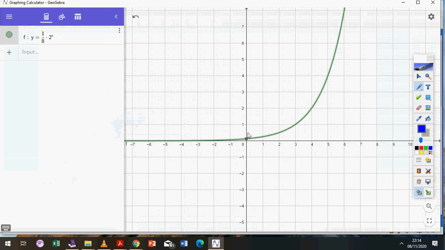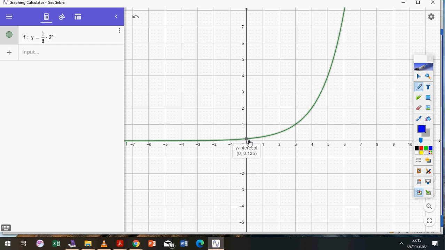And just to remind you that the value of a is always going to be the y-intercept. I hope you can see that the value of a, which is 1 out of 8, which is the same thing as 0.125, is the y-intercept for this graph.